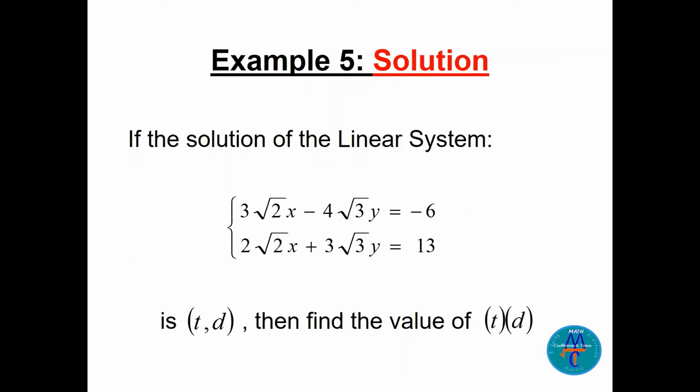Another nice question here, example 5, where we have radicals in the coefficients. Same idea, but it takes time maybe to do. Let's say the solution of this linear system is (t, d). Let's find the value of t times d. So we have 3 square root of 2 x minus 4 square root of 3 y is equal to minus 6. 2 square root of 2 x plus 3 square root of 3 y is equal to 13. Maybe it takes some time here. You can try this, please, if you want, and then you can find the solution first. So you can use any method you like.